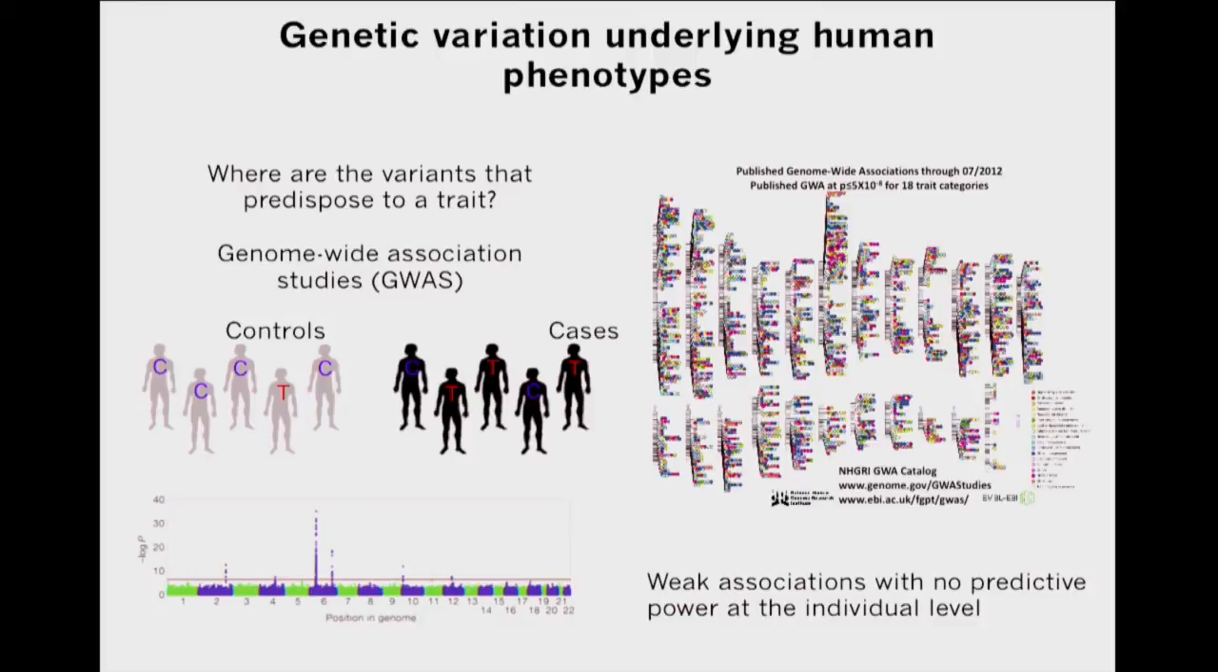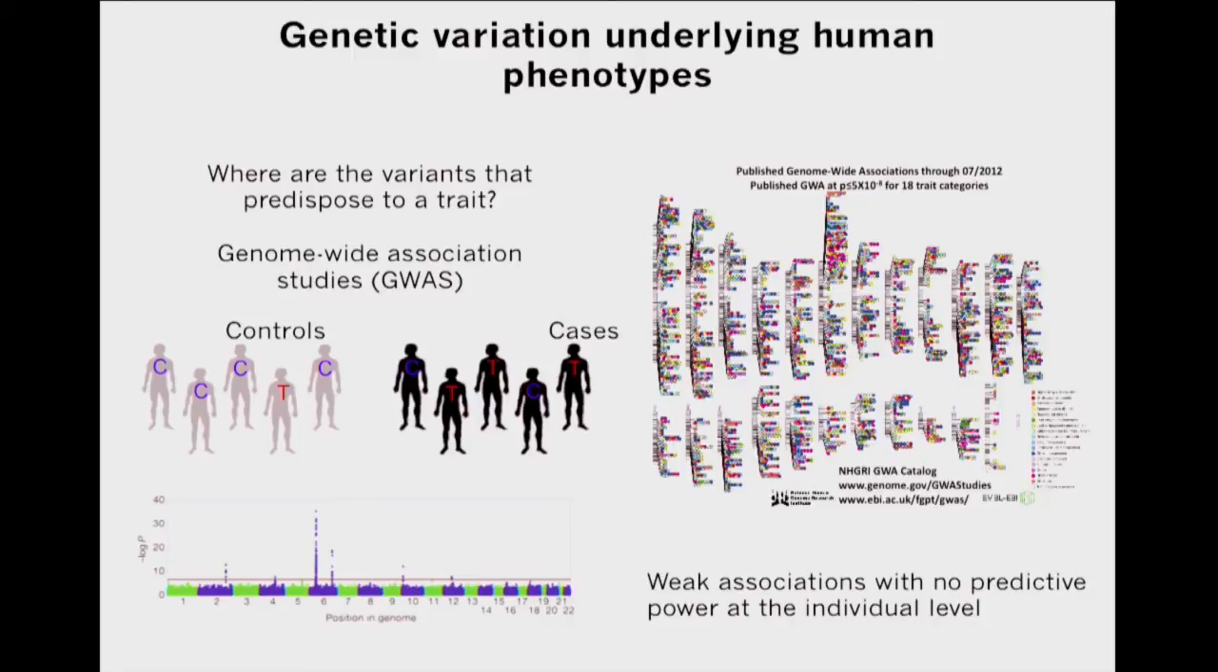But the problem with these studies is that maybe some 15 years ago, there were high hopes that these kinds of approaches might lead to us being able to actually predict the disease risk of an individual, that we could analyze someone's genome and tell them, okay, you really need to watch out for your cholesterol levels, or you might have a higher risk for diabetes. But this doesn't actually work. These are really weak associations with no predictive power at the individual level. But it's not all bad news.